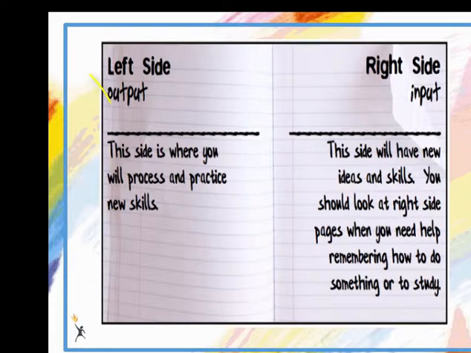The left-hand page is where you've done your thinking about the information on the other side of the page. It's where you've made sense of it, where you've practiced it, where you've processed it, where you've rearranged it in some way so that it's clear to you.